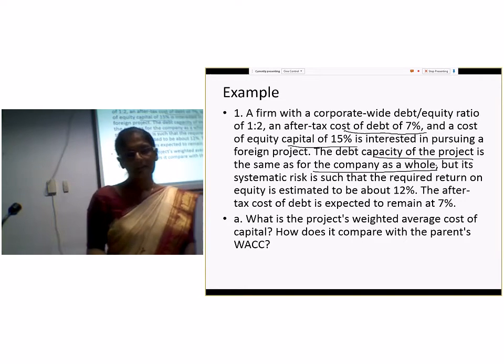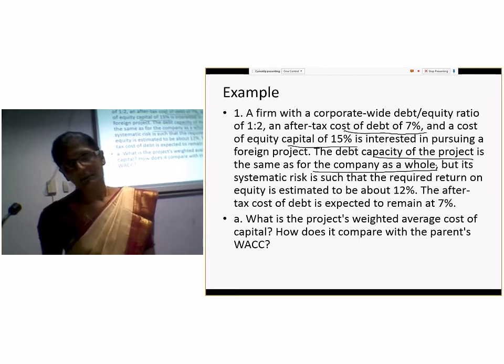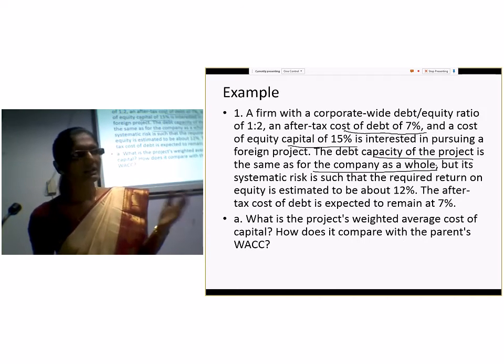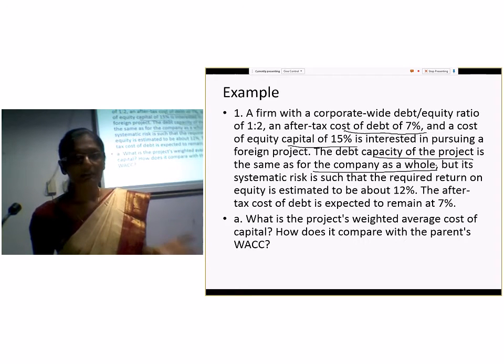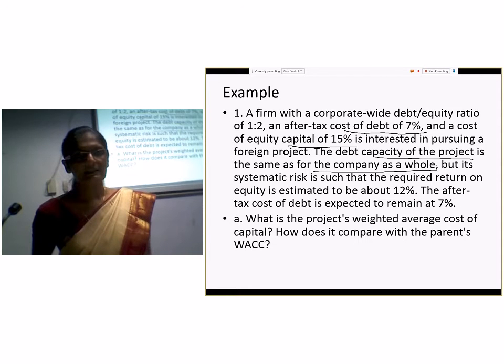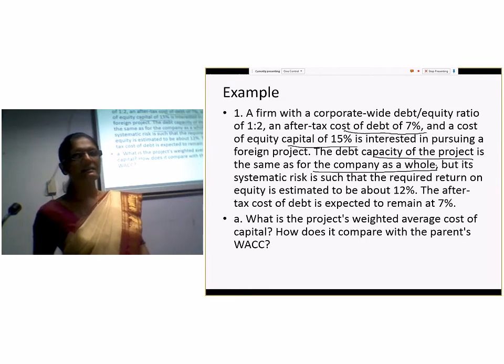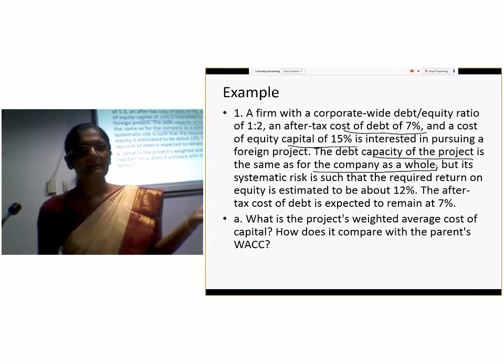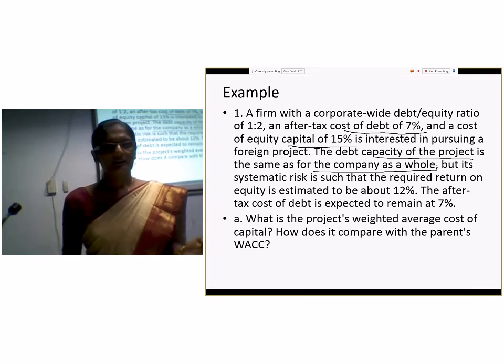You understand that? When we calculate the WACC for the foreign projects, we might be calculating the WACC for the project, not for the company. We cannot assume that the project's risk is the same as the company's risk. Might be the project has a higher risk than the company's risk. Then we have to incorporate the relevant risk for the project, not the company's risk, right?